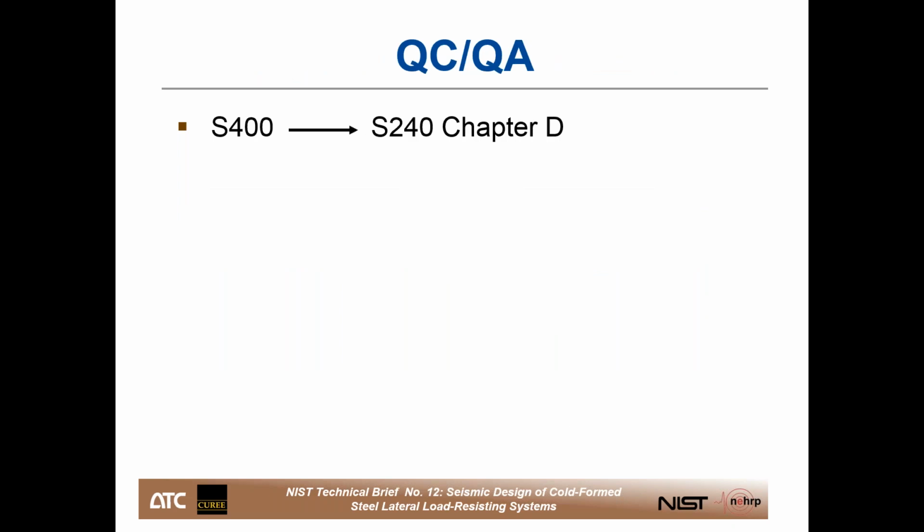So quality control, QC and QA. AISI S400 refers back actually to S240 Chapter D for QA/QC. And S240 includes basic observations of installation to meet approved construction documents. Items requiring verification include shear wall and diaphragm sheathing for diagonal strap bracing. So you're going to check to make sure that what is specified is what's installed.